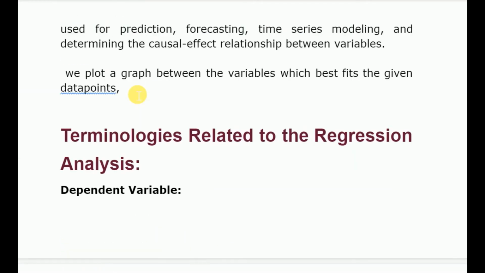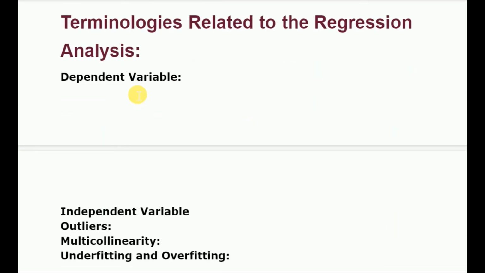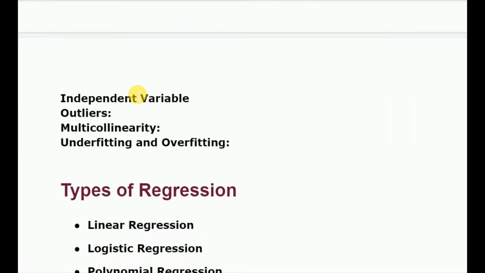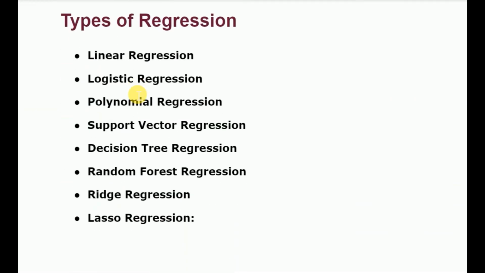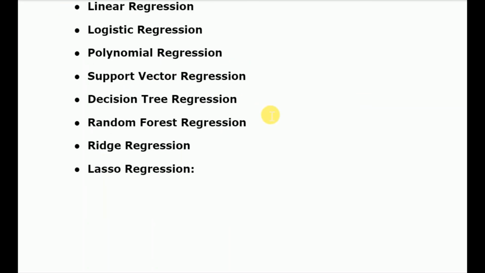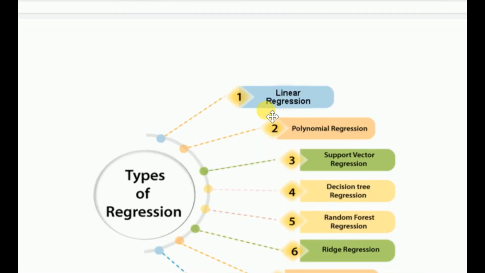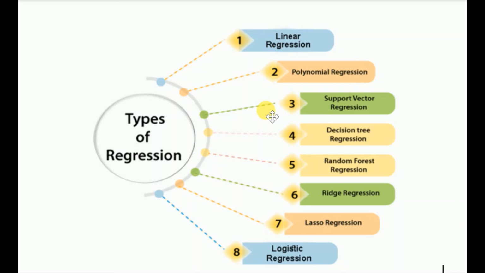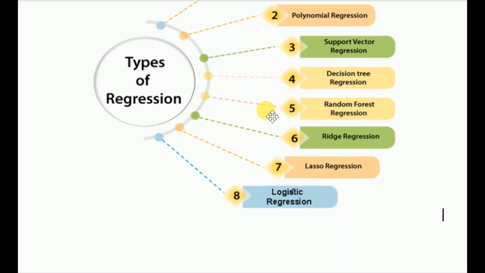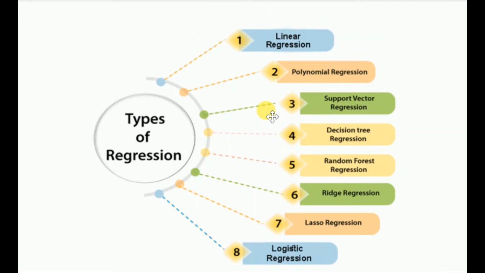So these are the different terminologies related to regression analysis. And next are the types of regressions. There are many types of regressions as you can see here: linear regression, logistic regression, polynomial regression, support vector regression, decision tree regression, random forest regression, ridge regression, lasso regression. So these are the different types of regressions. Even these have their own importance in different scenarios.